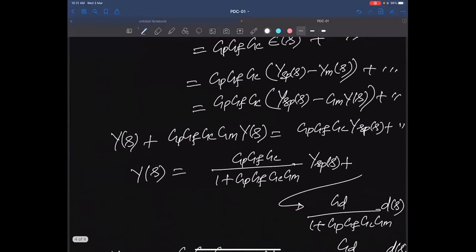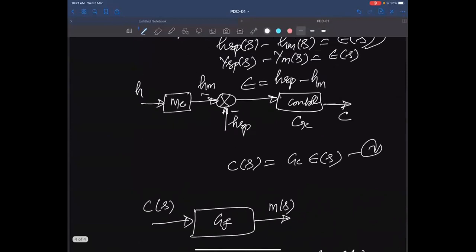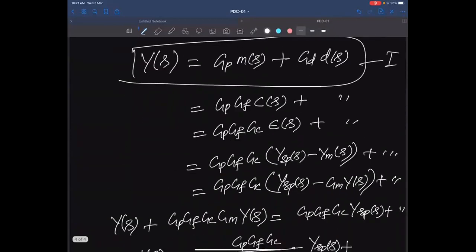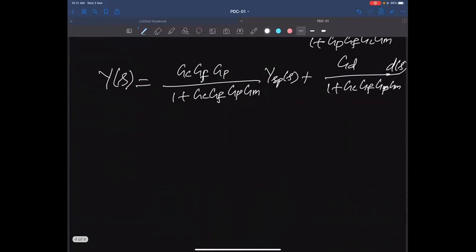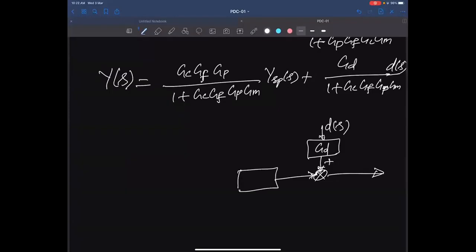So what is our original block diagram? Original block diagram. We haven't drawn the block diagram now. So our original block diagram was supposed to be this way. GD. GP multiplied by manipulated variable. So this is our original block diagram.